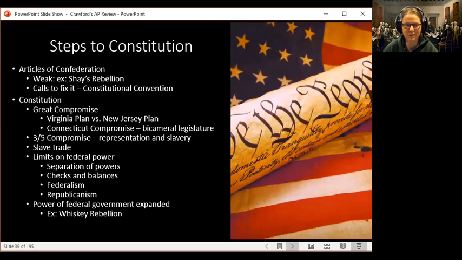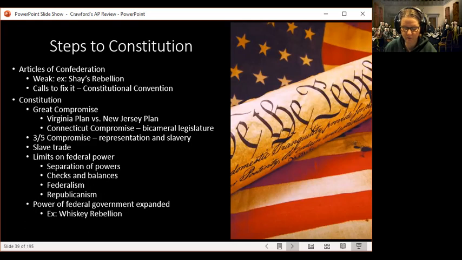So then we have steps to the Constitution. It is not the first form of government we have. Obviously, the very first form of government we have is the Articles of Confederation. But the Articles of Confederation is so weak. It is one vote for each state, regardless of the size of the state. Congress cannot lay or collect taxes or duties. Congress cannot regulate foreign or interstate commerce.